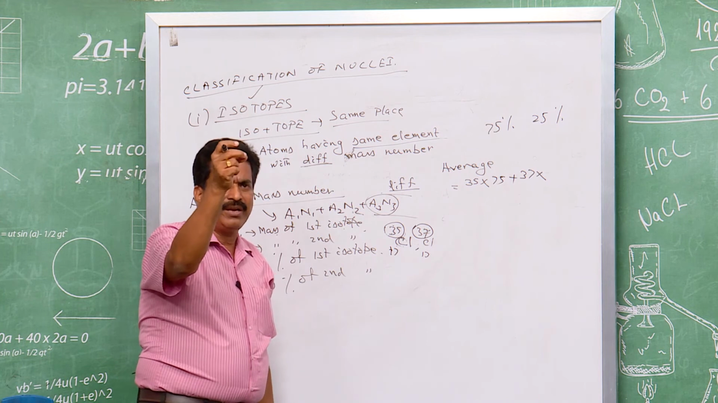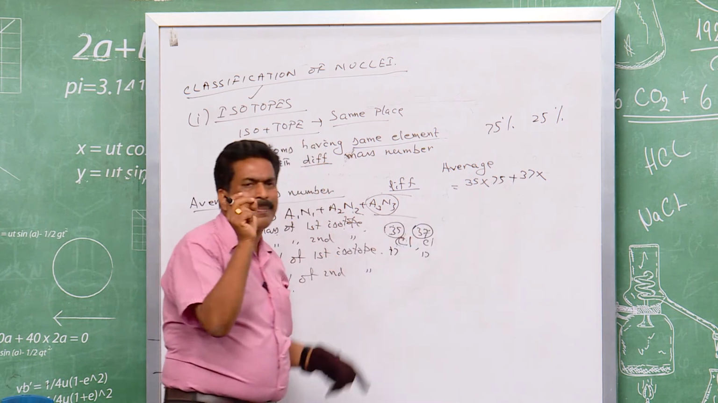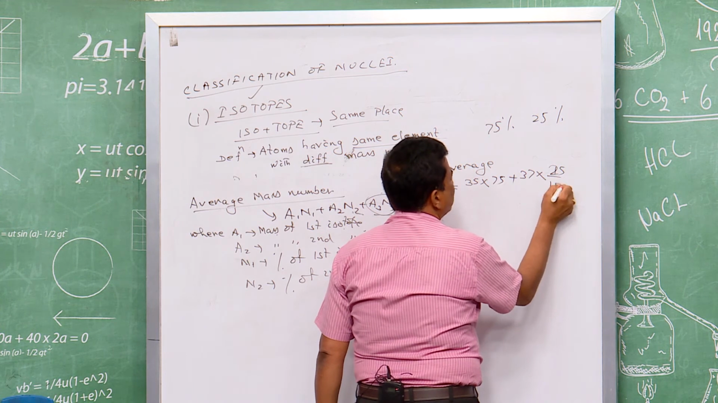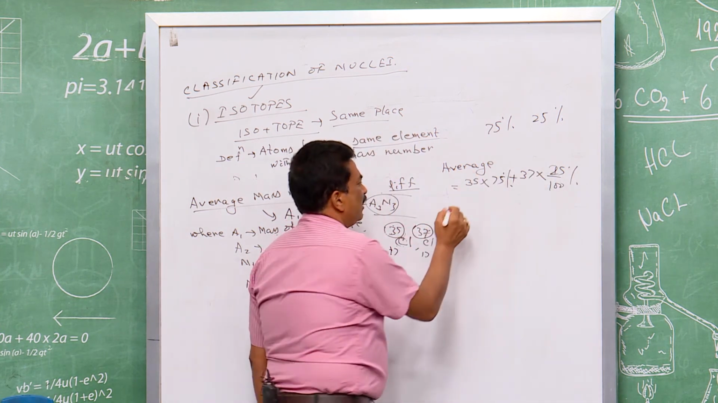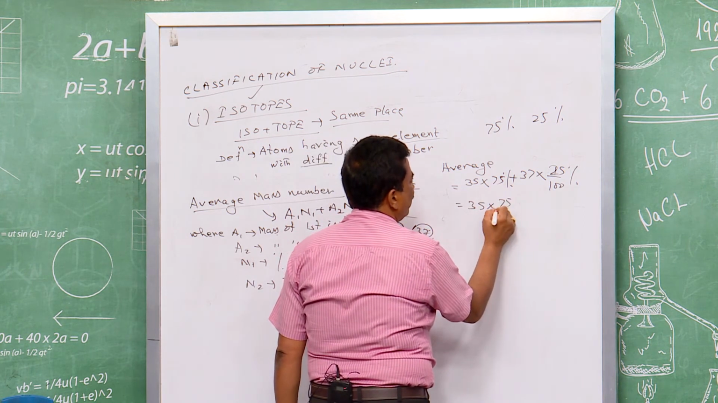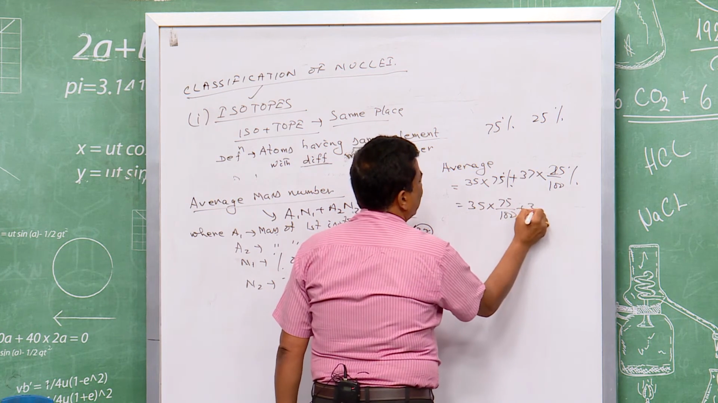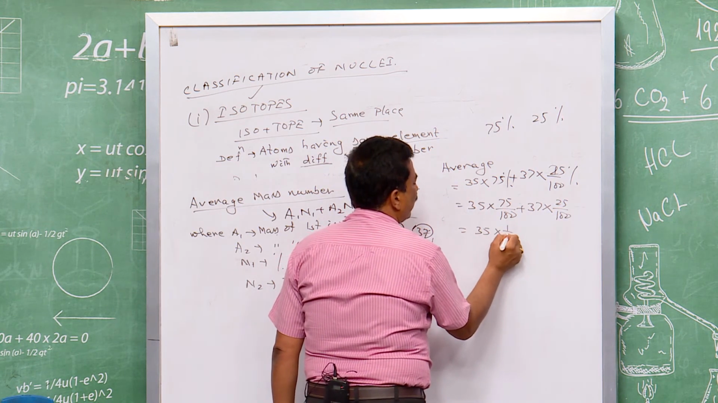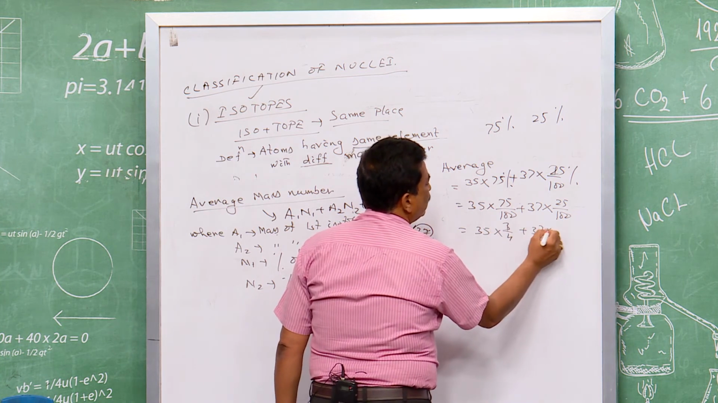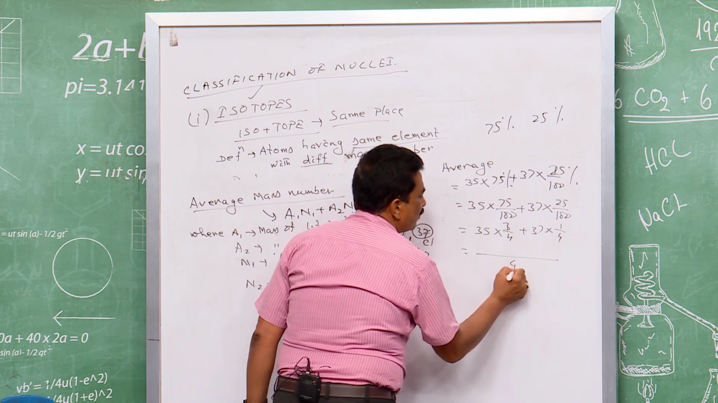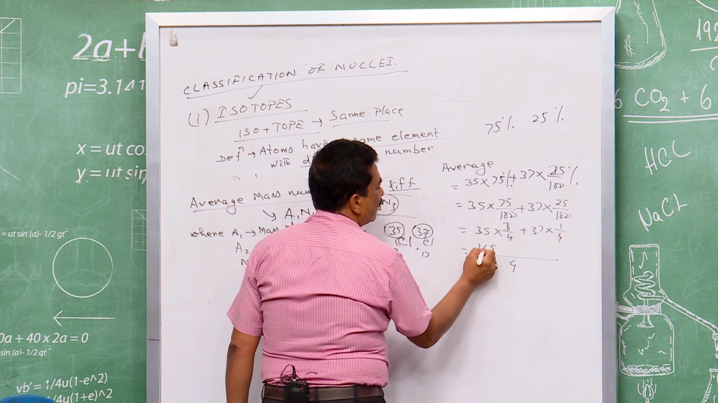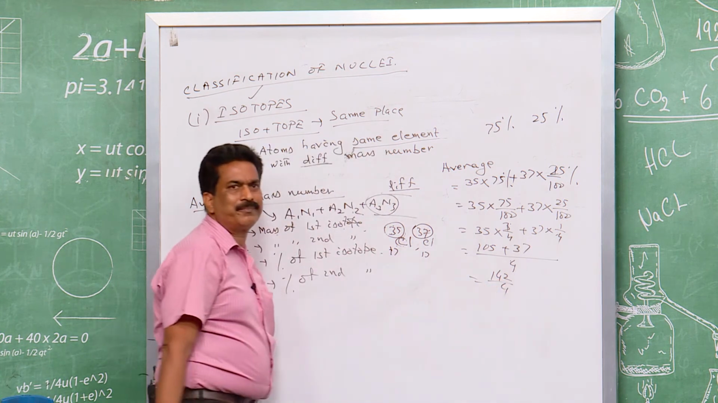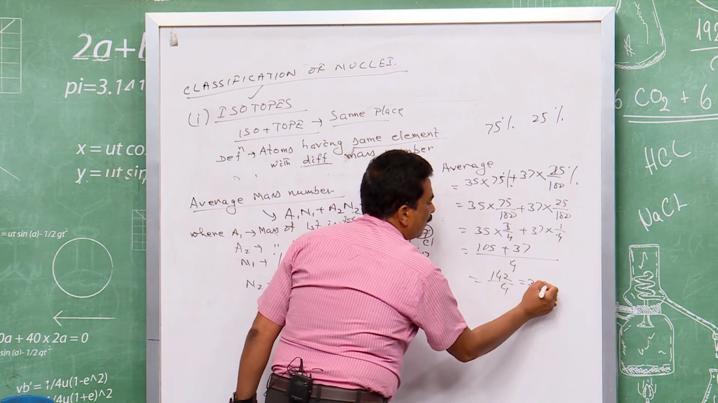That means if you take out the nucleons, you will find 25% having mass number 37. So that is 25%. That is, 35 with 75 by 100, plus 37 with 25 by 100. This equals 35 into 3 by 4 plus 37 into 1 by 4. Now the LCM is 4. 35 into 3 is 105, plus 37, equals 142 by 4. 142 by 4 equals 35.5.